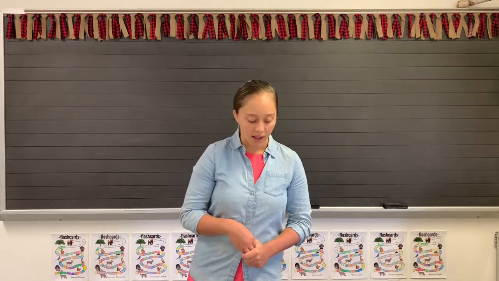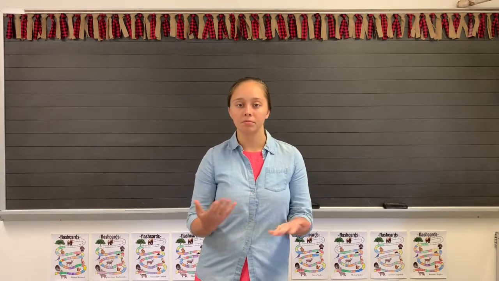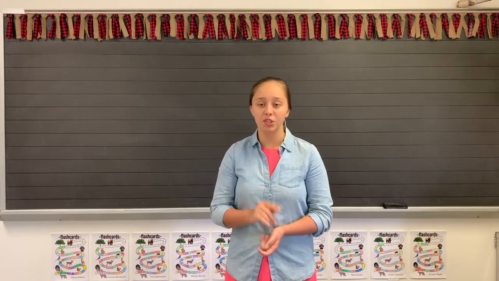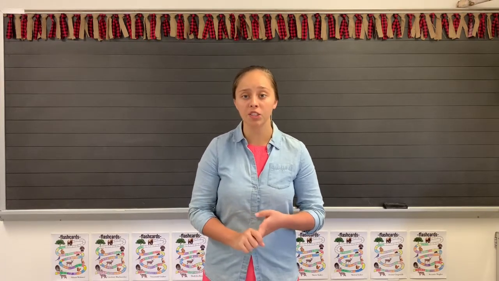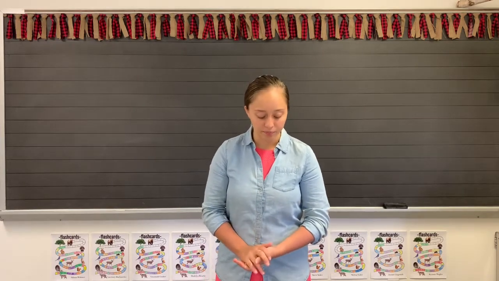Part C, answer the questions. Who owns all the animals? You write who owns all the animals. What animal do you like best? Okay, there is no right or wrong answer for this question. What animal do you like best? Just write your favorite animal down.